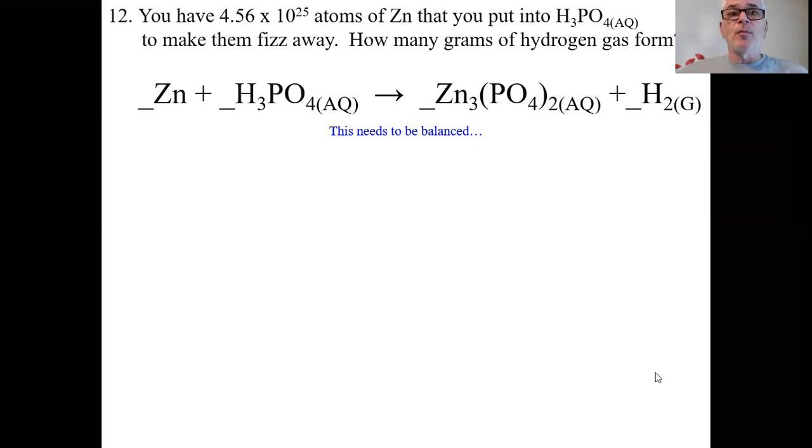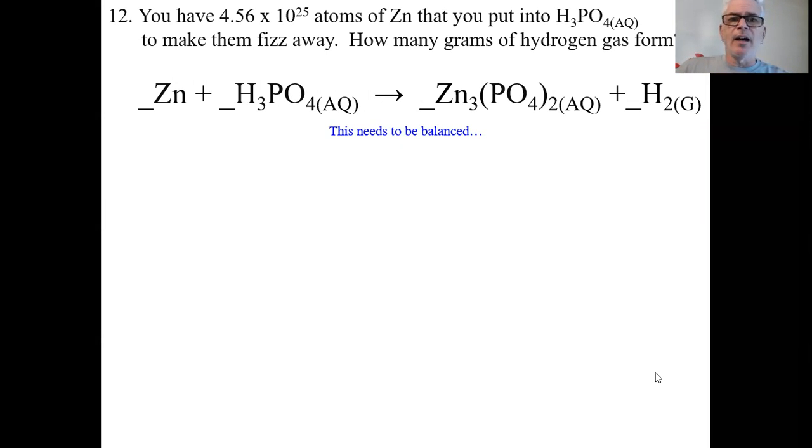In this math problem, you have a gigantic number of zinc atoms that you're going to put into something on table K. It's an acid. This acid happens to be called phosphoric acid. It's got 3 hydrogen ions and a phosphate. It's aqueous. Zinc atoms are solid. Doesn't say solid, but it should.